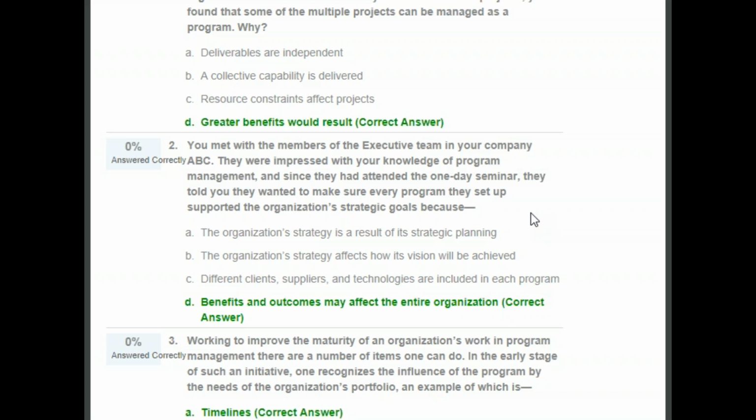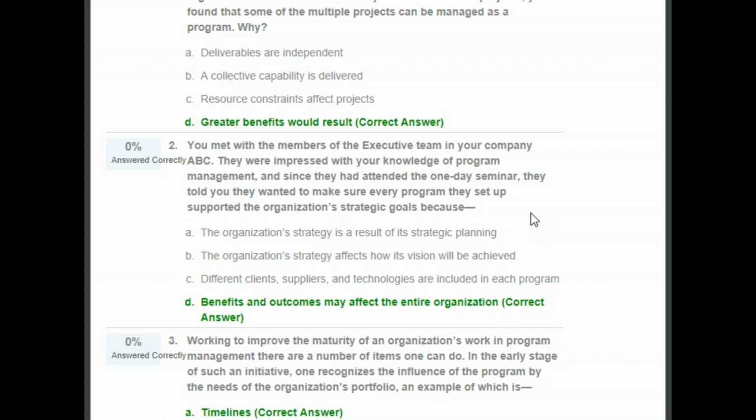Why? Question was, you met with the members of the executive committee in your company, ABC. They were impressed with your knowledge of program management, and since they had attended the one-day seminar, they told you they wanted to make sure every program they set up supported the organization's strategic goals. Because why do they want that?